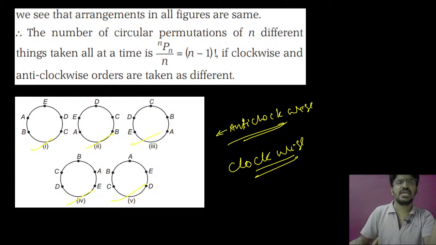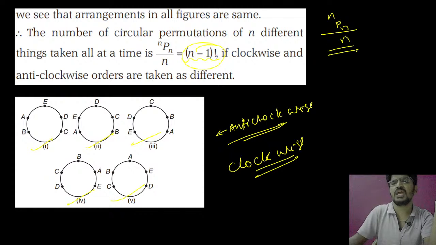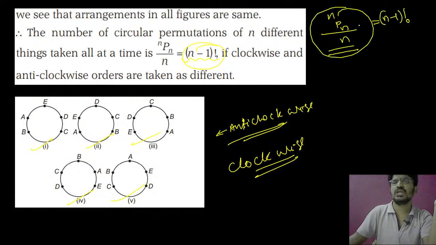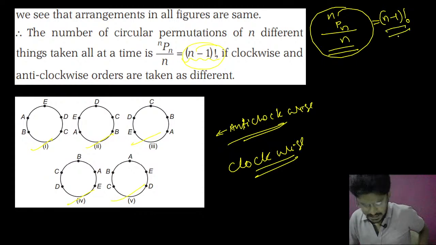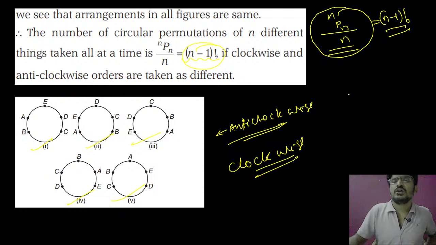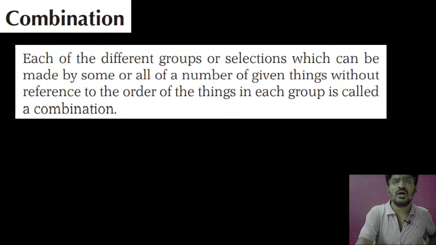Now you see the number of circular permutations is given by n minus 1 factorial, that can be written as nPn divided by n. This is nothing but n minus 1 factorial. Everyone can simplify this, no problem. So nPn divided by n will be n minus 1 factorial. Clear?